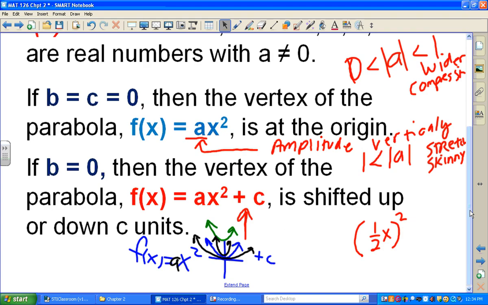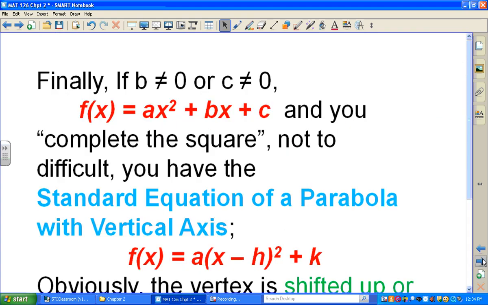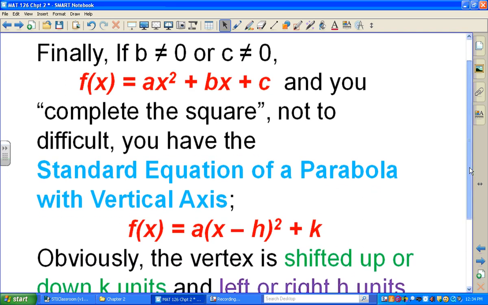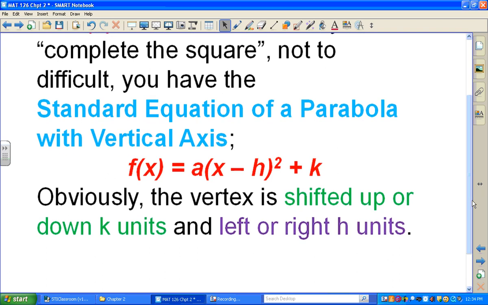All right. I like that. Very good. What's this say? Oh, complete the square, and you have a standard equation of a parabola. Does the h, k look familiar to you from anything for the standard equation? Where did the h, k come from in the standard equation? Come from what?